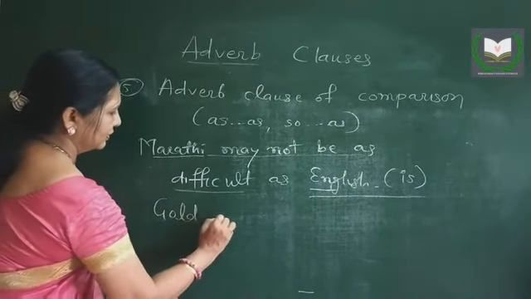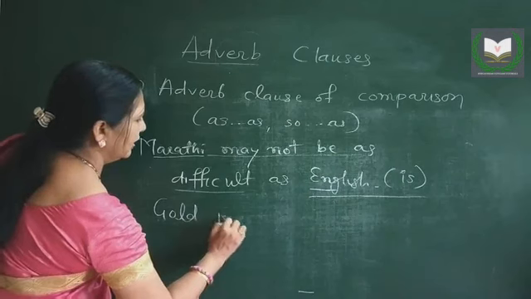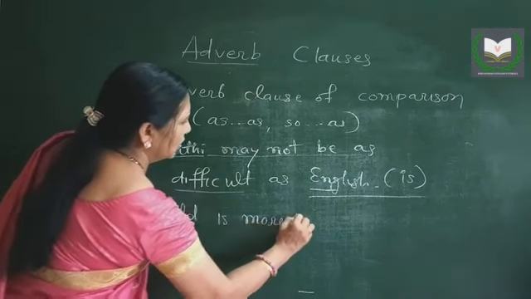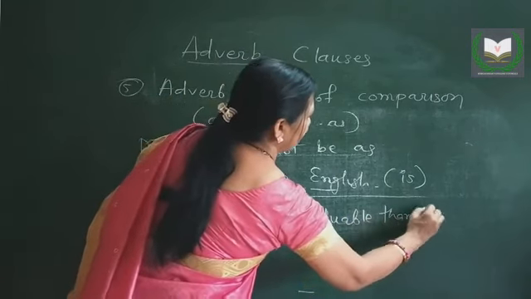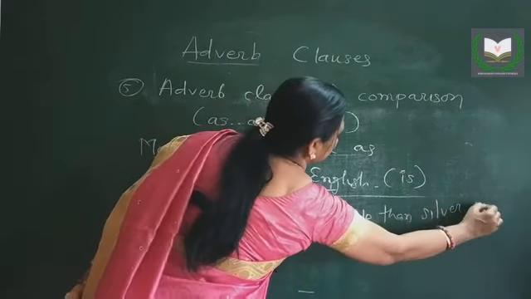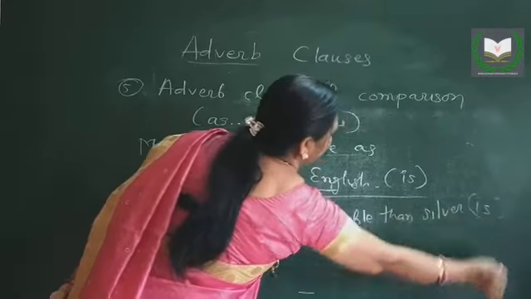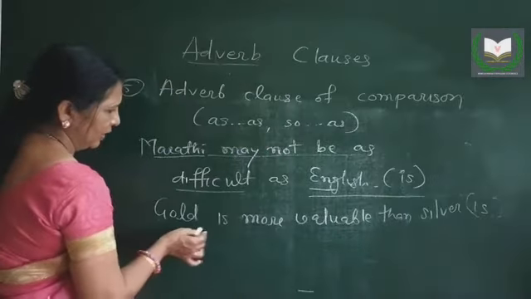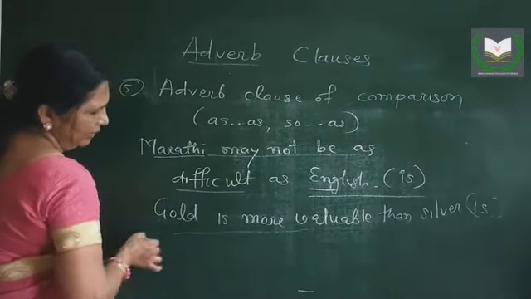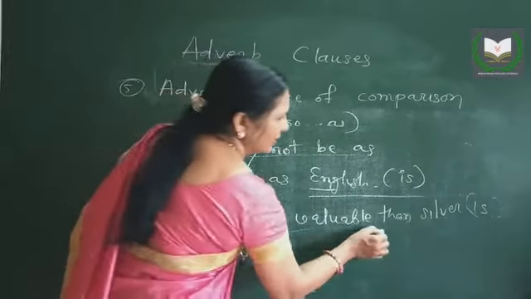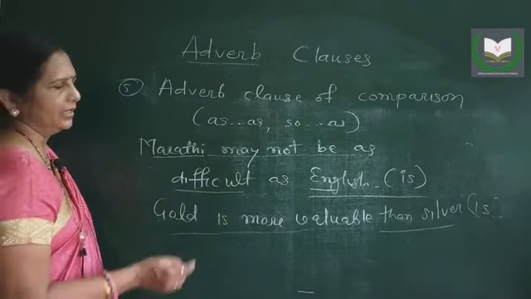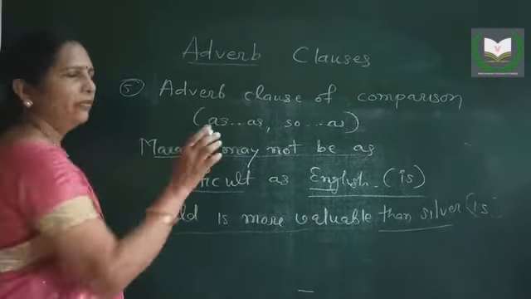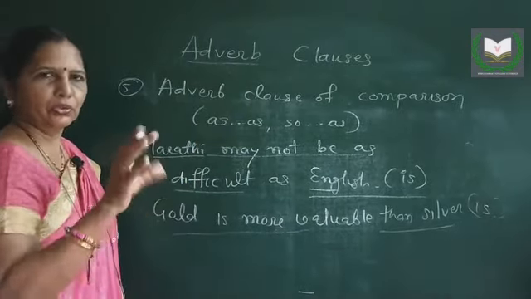Gold is more valuable than silver is. Is may be written, is may not be written. Gold is more valuable, main clause, than silver. This is the adverb clause of comparison. In this, we compare two clauses.